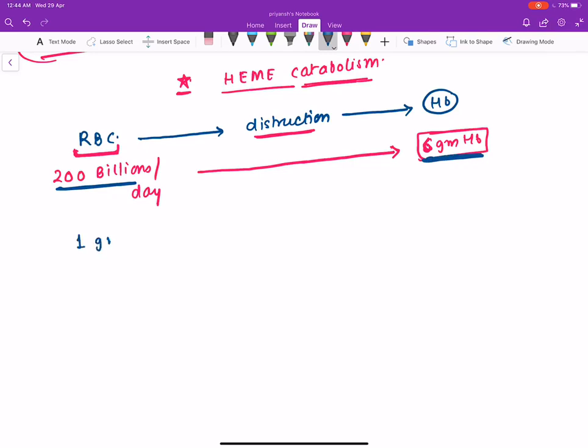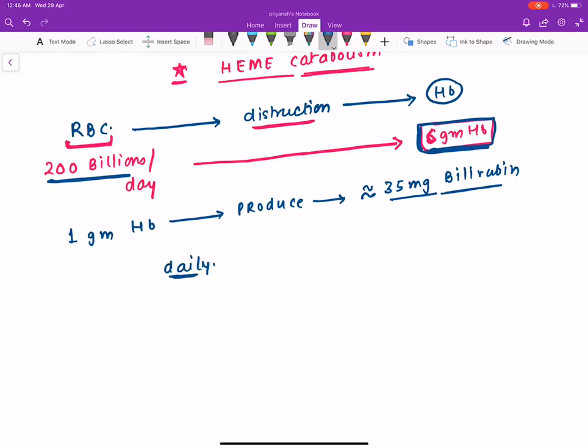1 gram of hemoglobin can produce, let's say, somewhere around 35 milligram of bilirubin, because we are making 6 gram of hemoglobin free every day by the destruction of RBC. So I can say daily you are producing around 200 to 300 milligram of bilirubin.